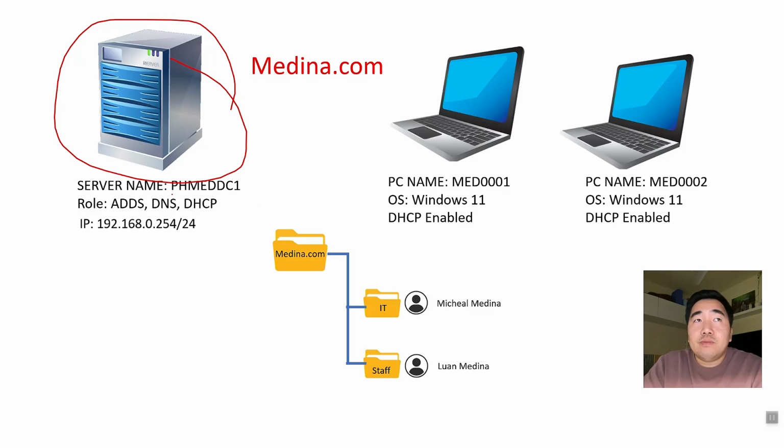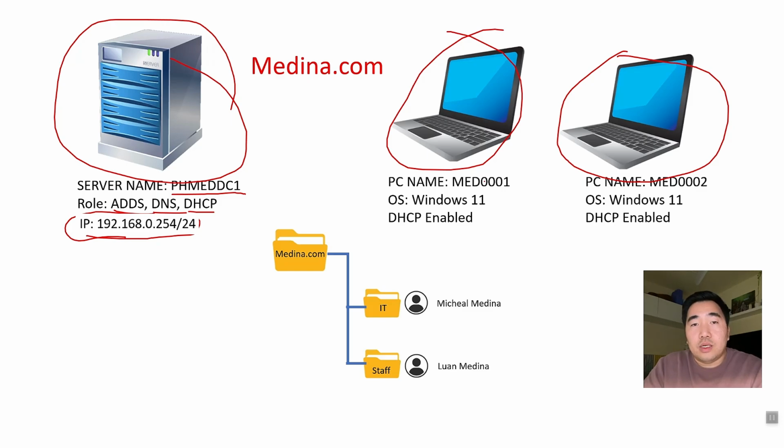Then we will rename the PC to PHMEDDC-DC1. The roles we will configure on the server are Active Directory, DNS and DHCP Server. For best practice, we need to make a static IP for this server device. Then we will also join two laptops, and I will show you how to join these two laptops to the Active Directory.